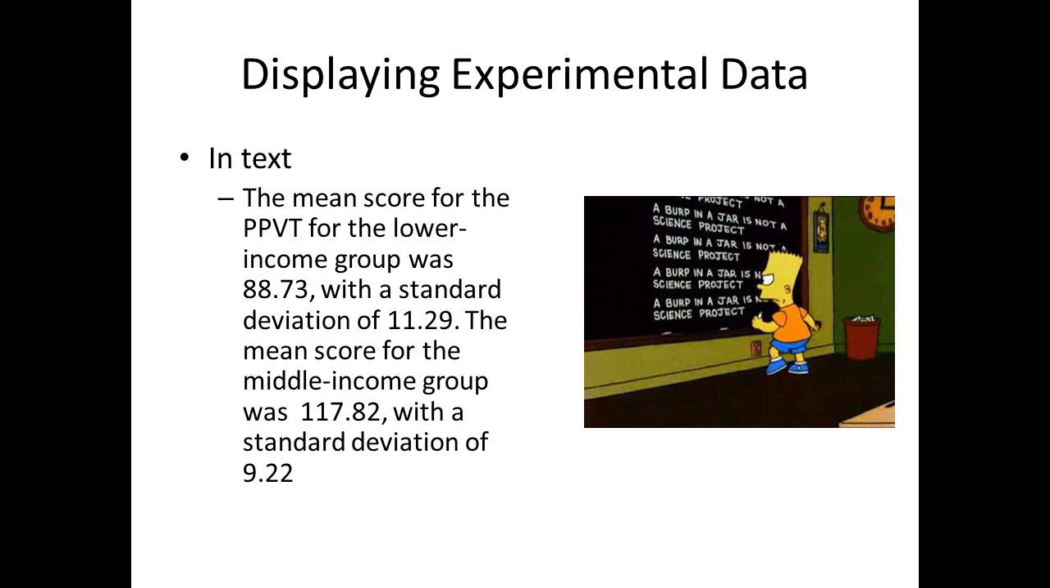And then to display it, it's the same deal again. For shape, you probably would put this in text, but for the rest of it, you can see it's actually pretty awkward in text. The mean score for PVT for the lower income group was 88.73 with a standard deviation of 11.29. No, that's too much. With the exception of shape, which yes, you will likely put in text, but when it comes to the mean and standard deviation, you're going to want to put that in a table or a figure.